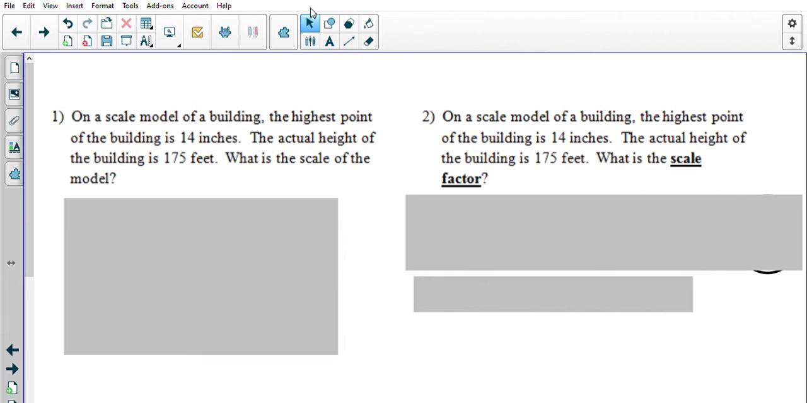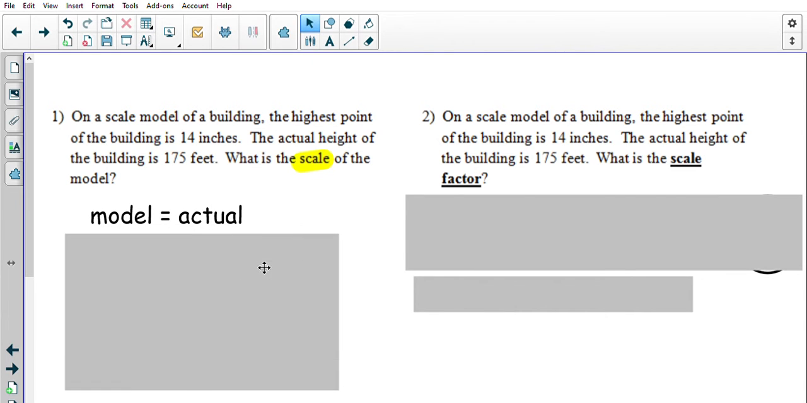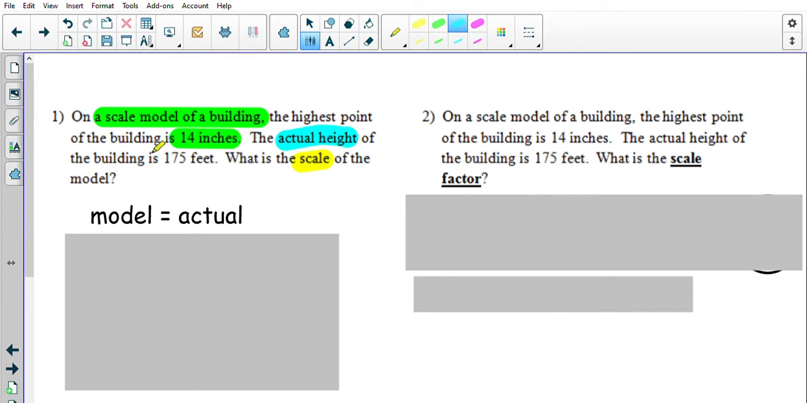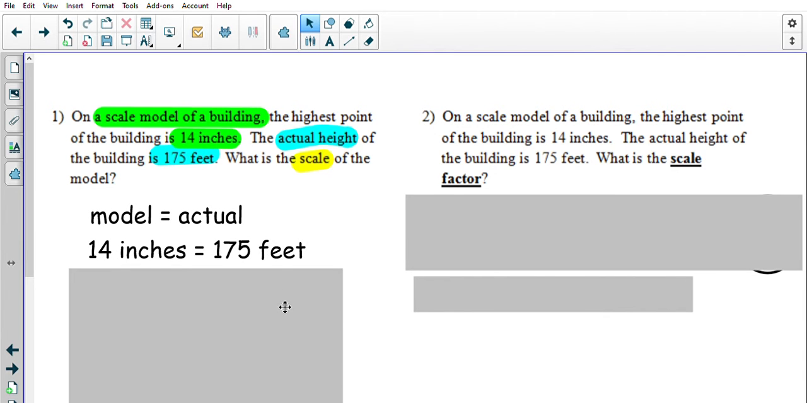Number 1, it says on a scale model of a building, the highest point of the building is 14 inches. The actual height of the building is 175 feet. What is the scale of the model? We want to read carefully and look at what it's asking us to find. The scale is going to be model equals actual. We know that the model of the building has a highest point of 14 inches. So that's going to go on the left. We know the actual height of the building is 175 feet. That's going to go on the right. So I'll write 14 inches equals 175 feet.